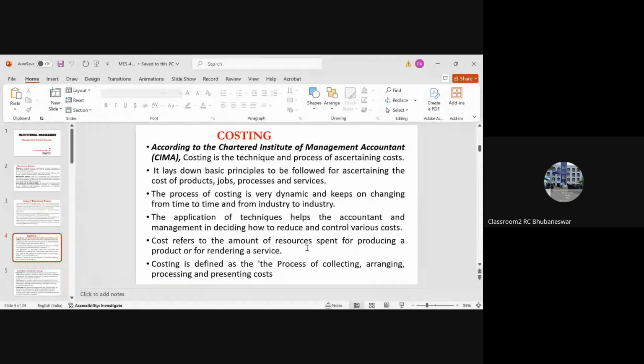Take the fire brigade, for example. From salary to fire machine maintenance and purchase, whatever expense is incurred, that is known as cost. Due to that cost, they can render service at the time of natural calamity, any disaster, to manage any disaster. Costing is defined as the process of collecting, arranging, processing, and presenting the cost. Costing is related to collecting of a cost, arrangement of a cost, processing of cost, and presentation of cost.